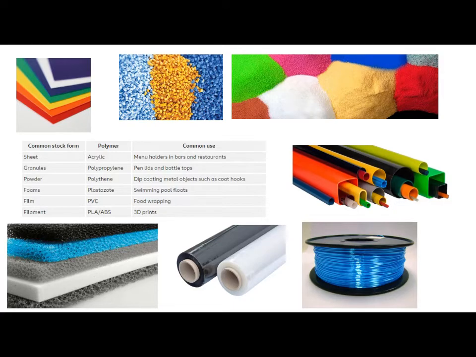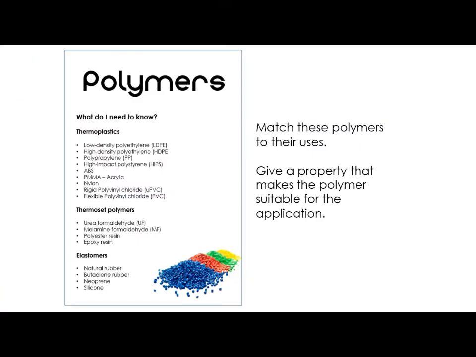But you can also get polymers in different sort of extrusions, like rod and tube and square section, and all of those different things as well. So it's important that you are aware of the different forms that polymers come in. This is the list of polymers that you need to be happy with. You can see it's split into three main areas: thermoplastics, thermosetting plastics, and elastomers.